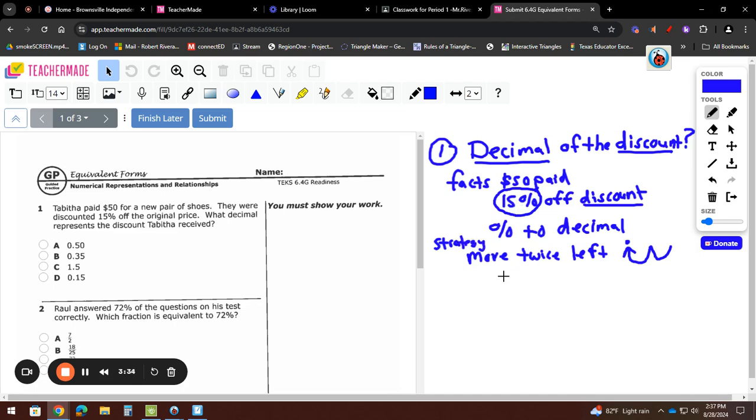So let me get 15%. Put my decimal at the end, and now move twice to the left. 1, 2. So the answer is 0.15. No holes. Now why no holes? Because it's under 100. If it's under 100, there's no holes. So the answer is 0.15. I box the answer. The answer is letter D. I write my letter D and box that also.